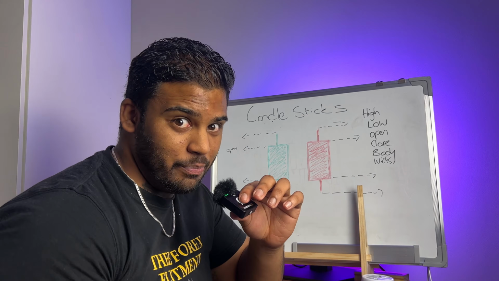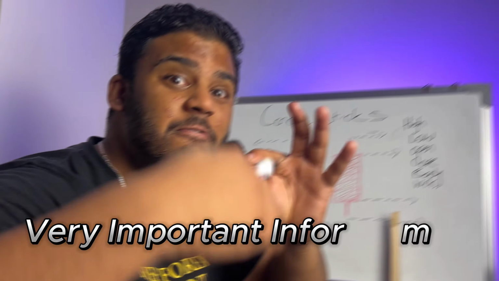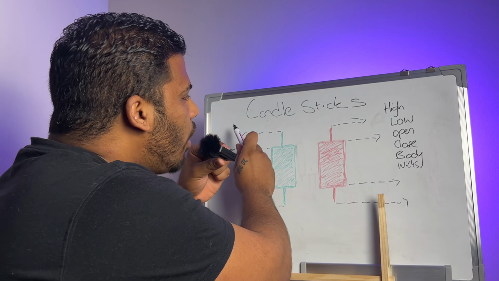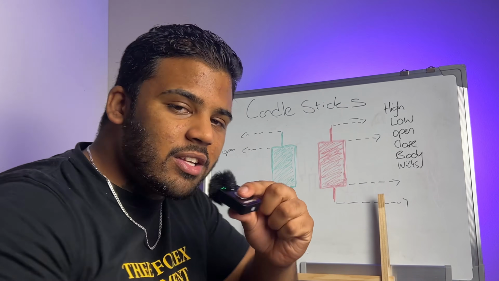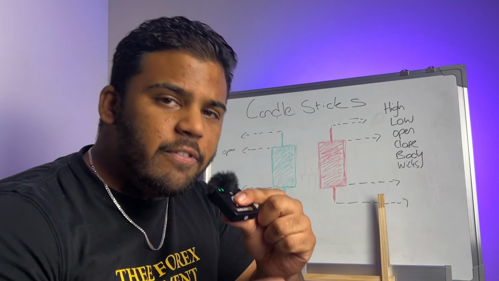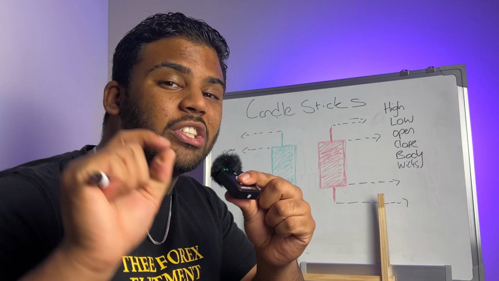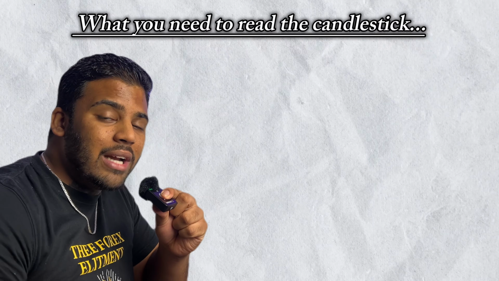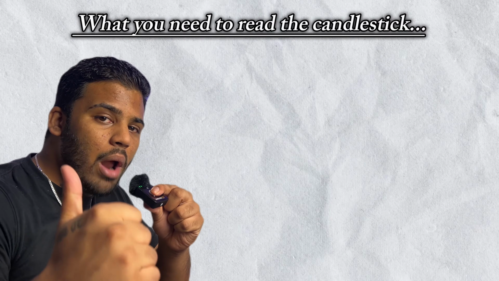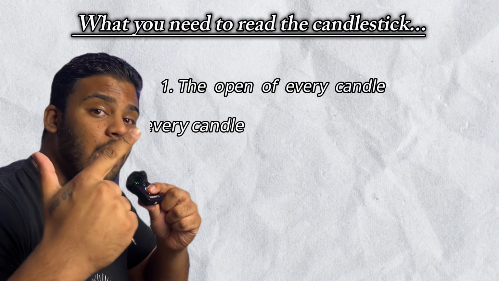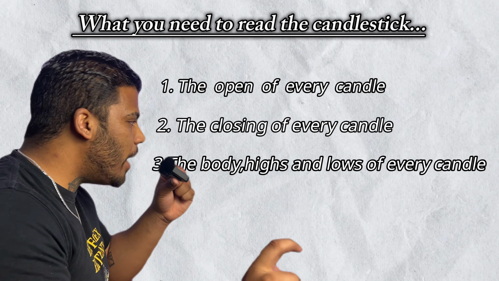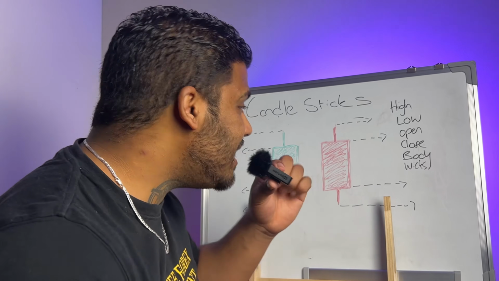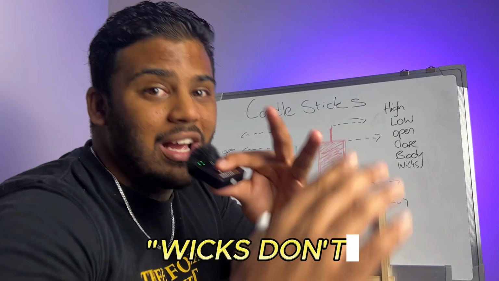We're at the whiteboard, which means very important information will be shared right now. In fact, I'm going to go over exactly how to read a candlestick, and there are 6 anatomies that every candle has. To be able to read candlesticks, you must understand these 6 things. Number 1 being the open of every candle, the close of every candle, as well as the body, highs and lows. Lastly, the wicks. As they say, wicks don't lie.